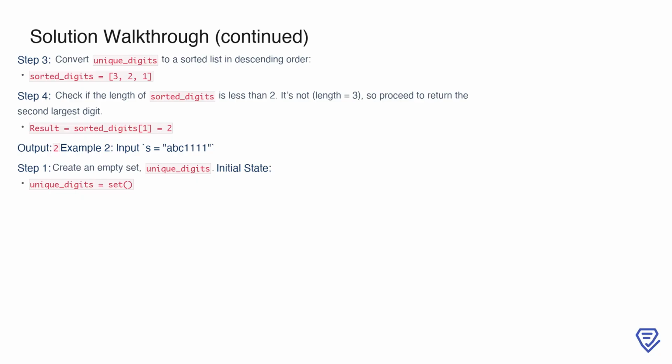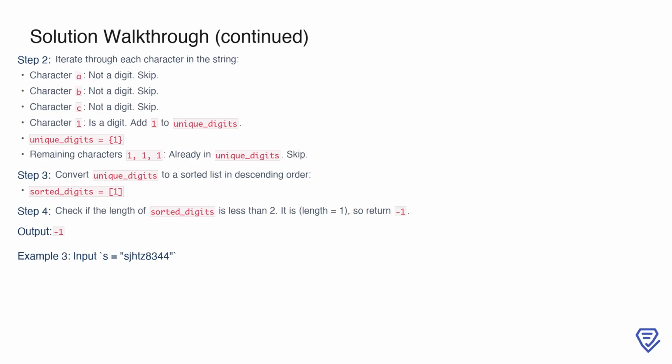Moving on to the next example, consider the input string ABC1111. Just like before, we start by creating an empty set called unique_digits. When examining the string ABC1111, we iterate through each character. The first 3 characters, A, B, and C, are not digits, so we skip them. Upon encountering the character 1, we identify it as a digit and add it to unique_digits, making the set {1}. The remaining characters in the string are all 1, but since 1 is already in the set, we skip them.